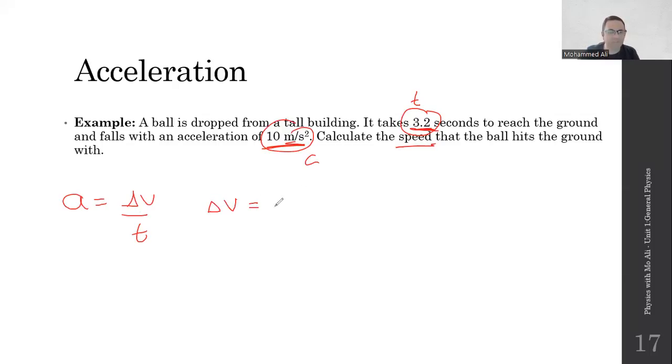So change in velocity or speed is acceleration times time. The acceleration is 10, time is 3.2. This gives me 32 meters per second. So easy peasy. Some people say lemon squeezy. I don't know why, but I don't like it.